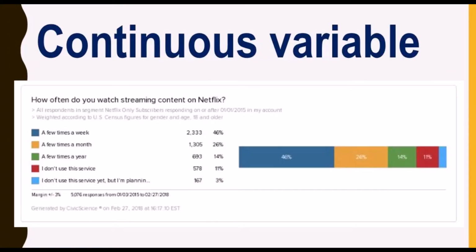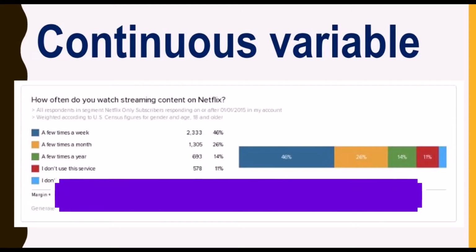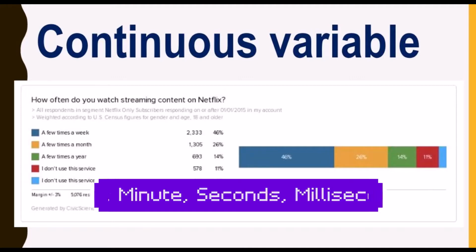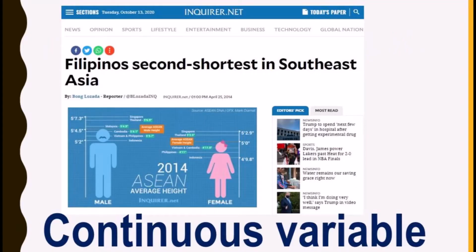We move on to the quantitative types of variables. First in the list is continuous variable. Time may be hour, minute, second, or millisecond. Therefore, it has continuous counting. Another example is height. Height may be based on feet, inch, or kilometer, meter, millimeter. It has no ending counting and has no definite interval.